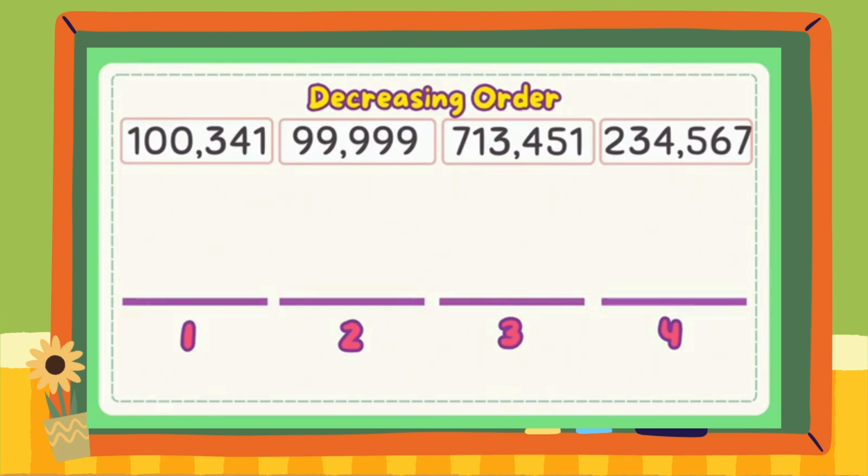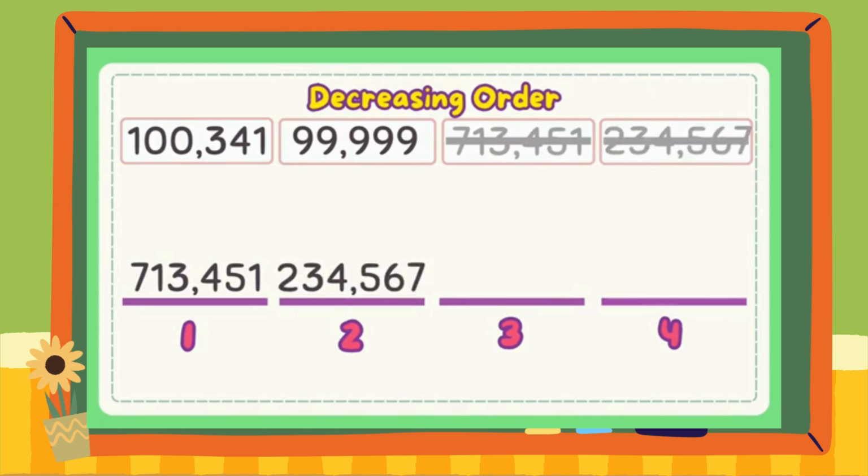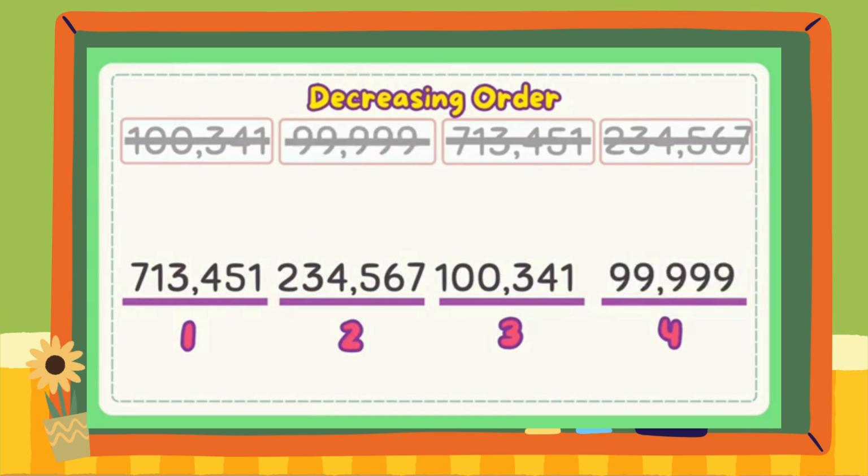Another set of numbers. Since the 3 numbers have 6 digits, 7 is our first number. Next is 2. The third one is 1. And the last number, or the smallest number, is 99,000.